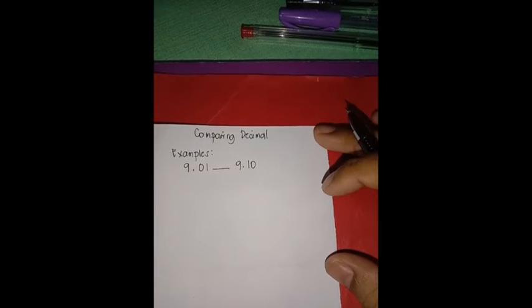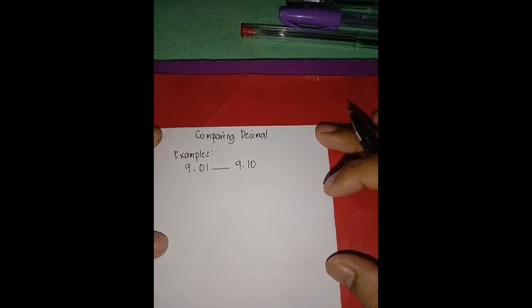So our lesson for today is all about comparing and ordering decimals. We will focus first on comparing decimals. It is the same as when comparing whole numbers. We use greater than, less than, and equal to. To compare decimal numbers, we need to do certain steps.